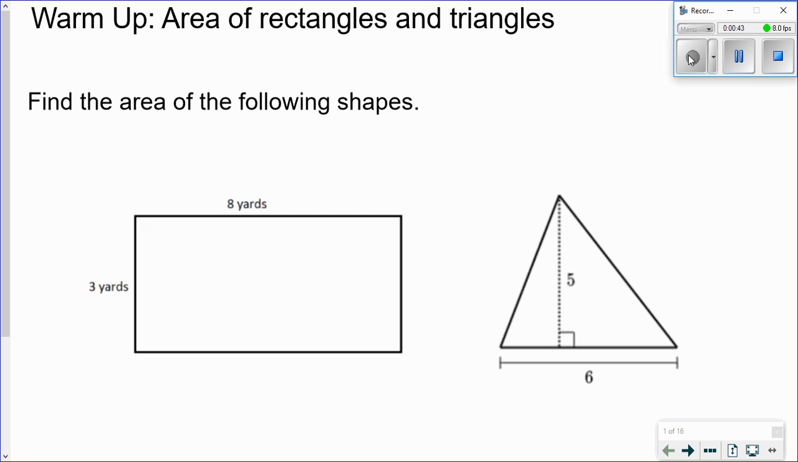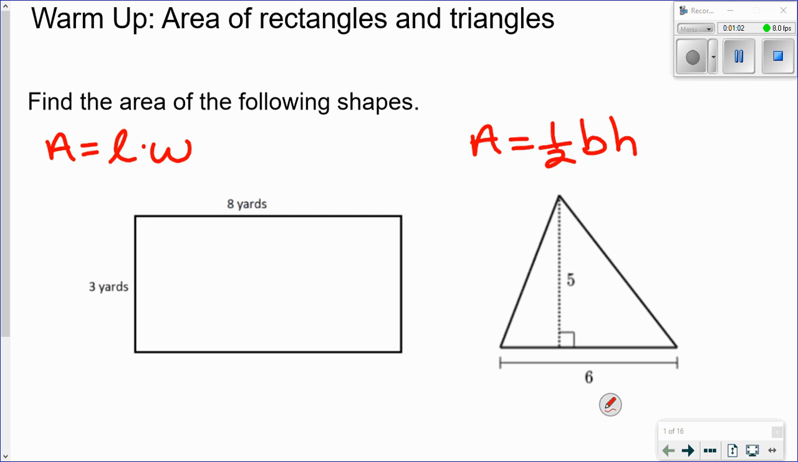So just a reminder, to calculate the area of a rectangle, our formula is area equals length times width. And to calculate the area of a triangle, we use area equals 1/2 base times height, or base times height divided by 2. So at this time, go ahead, pause the video, and calculate the area of these two figures. When you're done, go ahead and hit play.